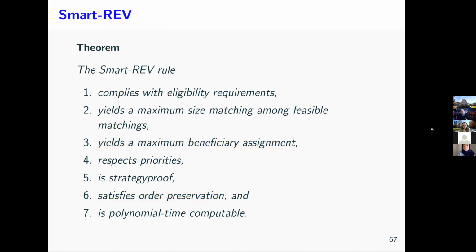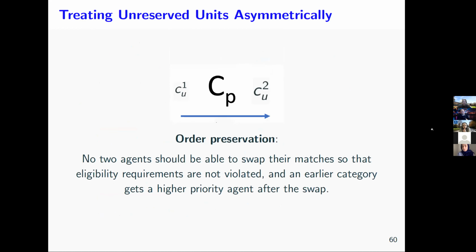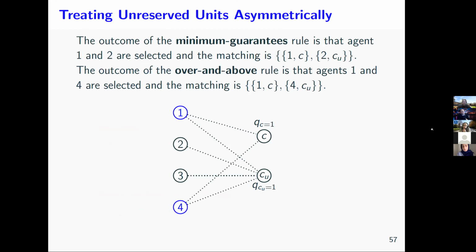As I showed in this very basic example, whether you treat units earlier or later changes the allocation, and it affected how many of the disadvantaged or the highly preferential people got selected. For example, in one of the rules, over and above, 1 and 4 got selected, and in the other one, 1 and 2 got selected. So it matters for the agents. It matters for certain preferential groups as well. Now, the construction wouldn't work if you have heterogeneous items in each category, right? Yeah, so the whole paper assumes that all units are homogeneous, yes.